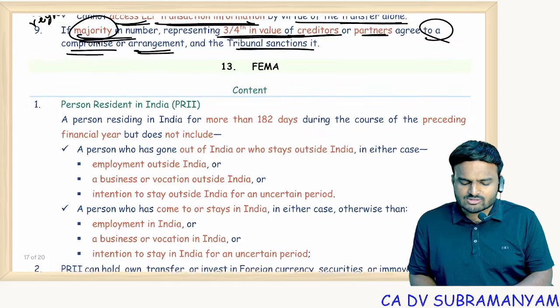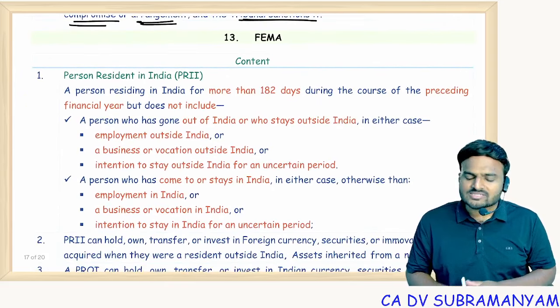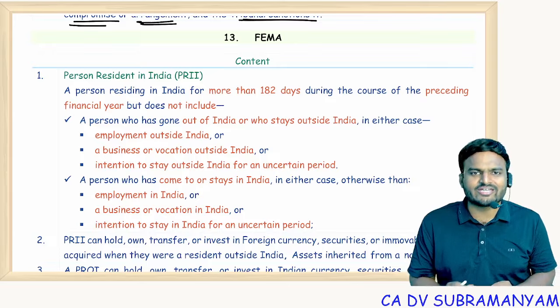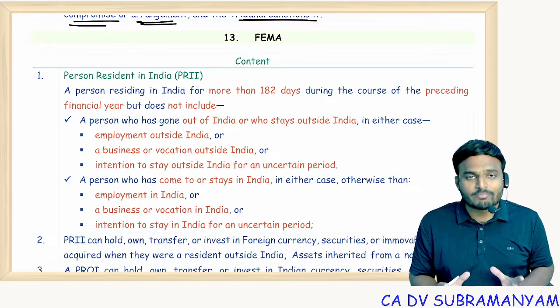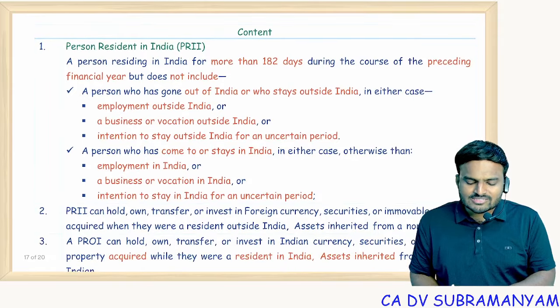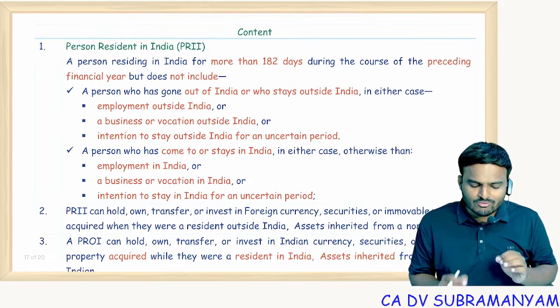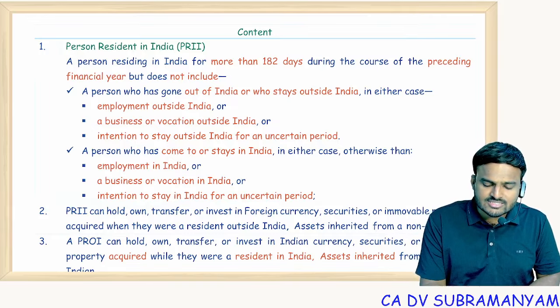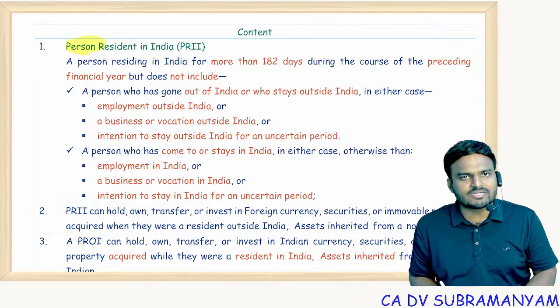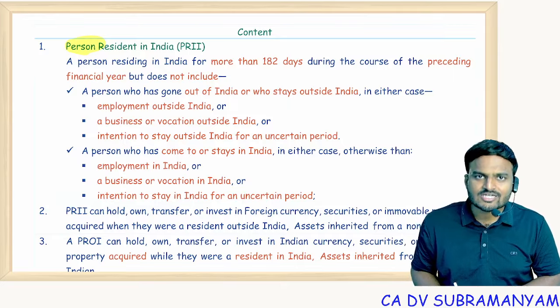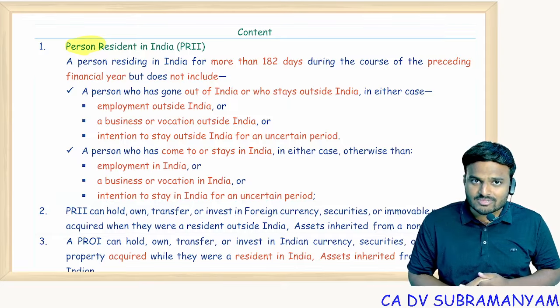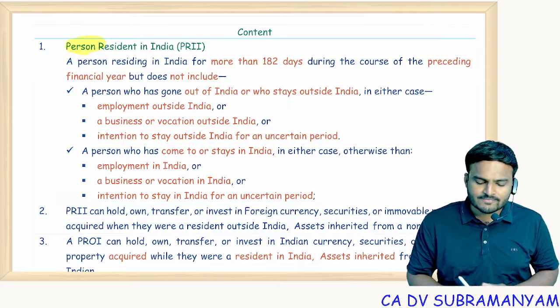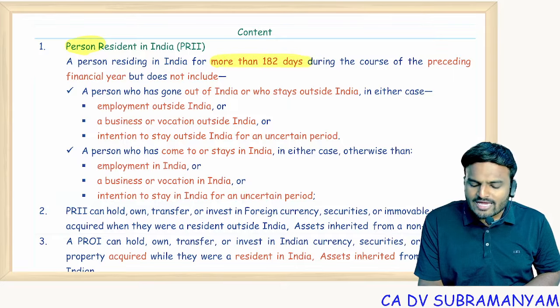Okay, next one, FEMA. In FEMA, person resident in India is always a favorite definition, favorite topic. So whether a person is resident or not, first of all you have to check who that person is. Natural person, check residential status. Artificial person like companies, branches, offices, agencies, you just check place of establishment. Okay, so a natural person who resides in India for more than 182 days.